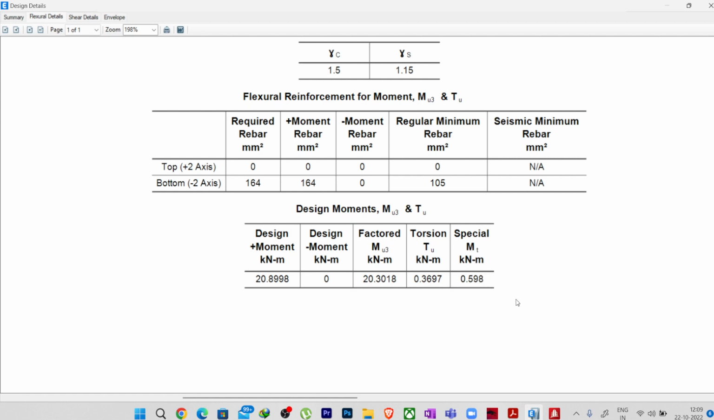Now what we know is that the design moment will be the analysis moment plus the moment due to torsion. So if you add Mu3 and Mt, then you will get this 20.8998, right? So for this particular moment we will be designing our section, right? So now you can find out the Ast for this design moment.